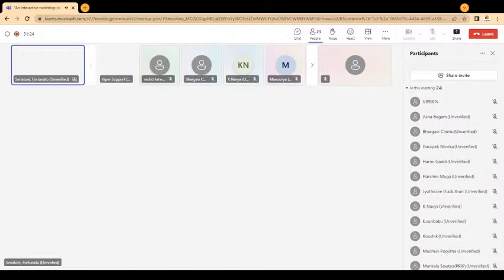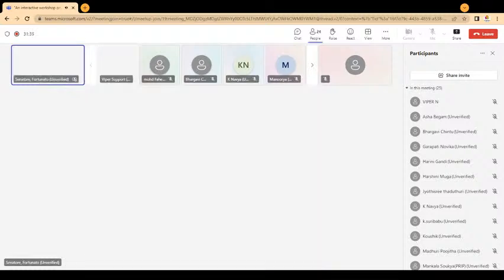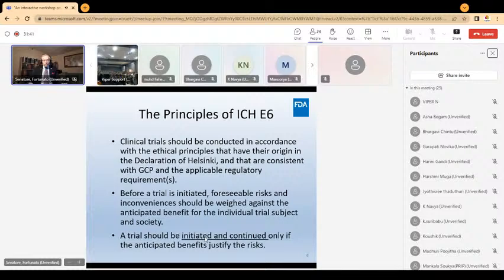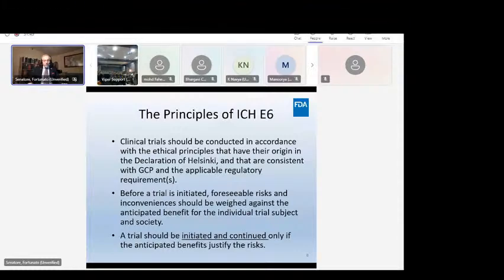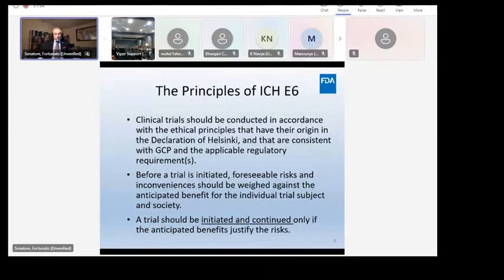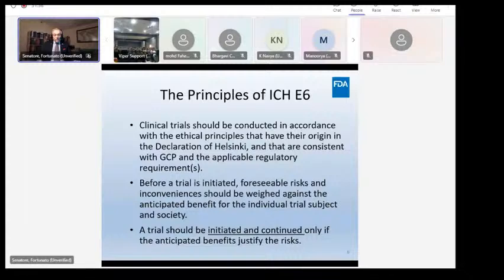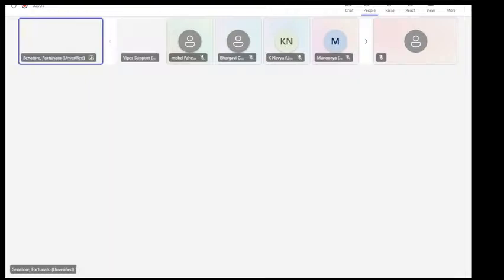submitted to regulatory authorities. Now, clinical trials should be conducted in accordance with the ethical principles that have had their origin in the Declaration of Helsinki and that are consistent with good clinical practice and the applicable regulatory requirements. Before a trial is started, the risks of the trial and the inconveniences to the patient need to be weighed against the potential benefit for the individual subjects in the trial and for society as a whole. A trial should be started and continued only if the anticipated benefits justify the risks.